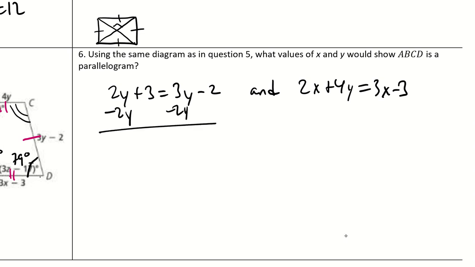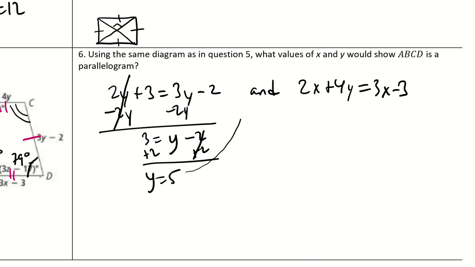Subtract 2y on both sides. Add the 2 to the other side. So y is equal to 5. And then we're going to plug 5 into there. So that's 4 times 5, which is 20.